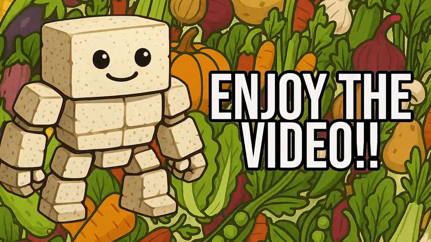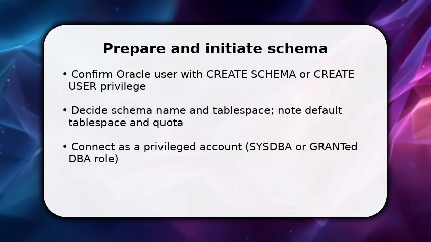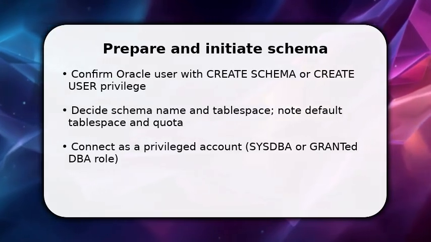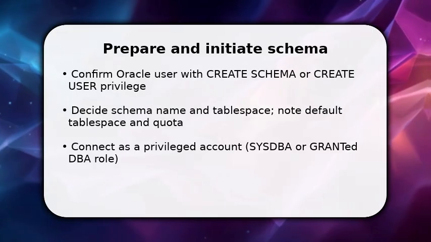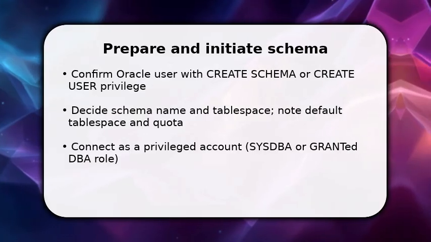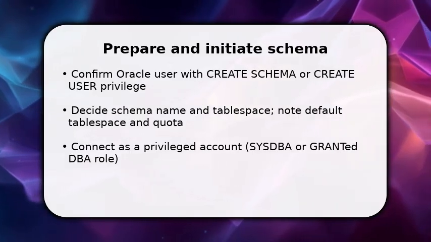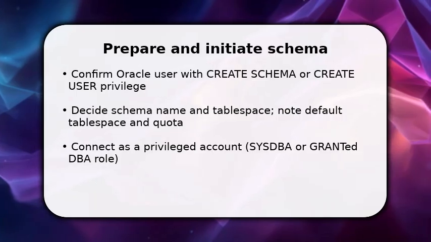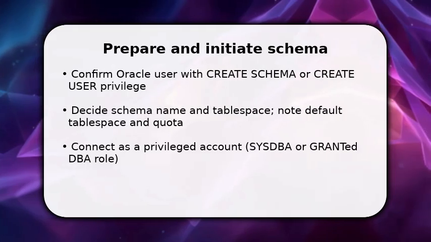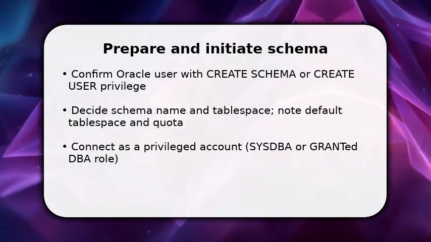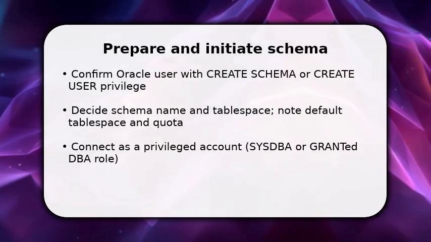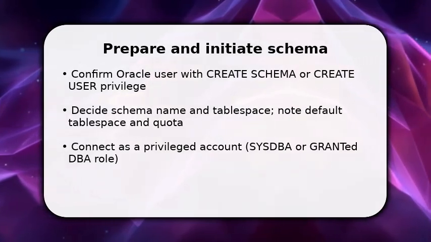Please enjoy the video. You start by choosing a clear schema name and ensuring you have the right privileges. Connect with a DBA account, then create or reserve the table space you will use. Once done, create the user that will own the schema and grant minimal privileges required to create objects. Make sure to set a secure password and default table space. These steps speed later object creation and avoid permission friction when you begin creating tables, indexes, and other schema objects.